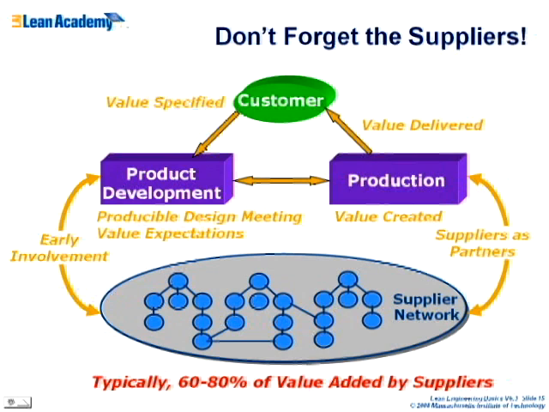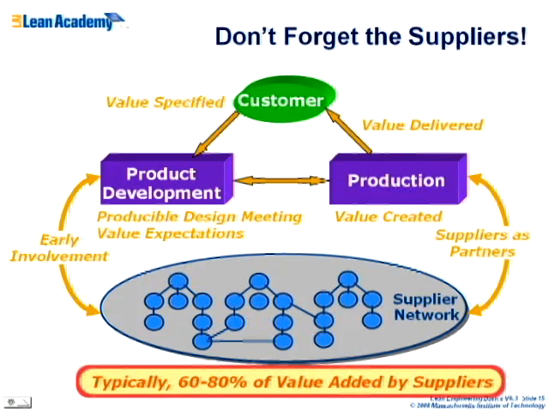This is a reflection back to our suppliers talk. Don't forget suppliers. They're a critical component of your design and ensuring that you have the right cost on your system. Typically 60 to 80% of value is added by suppliers. So when you think about the engineering processes, don't neglect them.